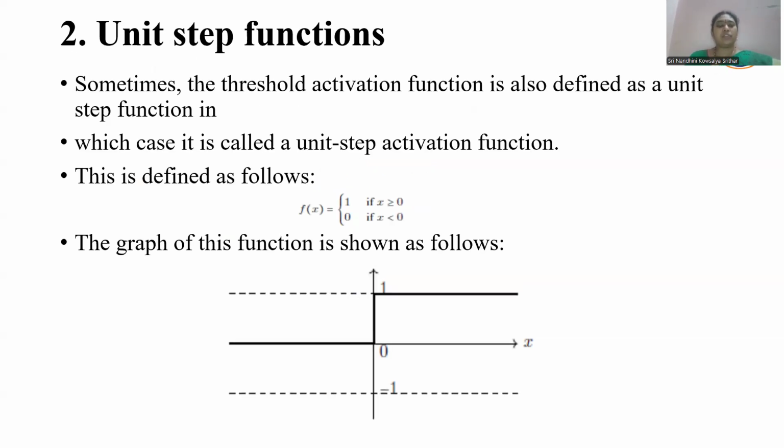The threshold activation function is also defined as the unit step function, in which case it is called a unit step activation function, which is defined as follows: f of x equals 1 if x is greater than or equal to 0, and 0 if x is less than 0. Here we represent the unit step function in graph format, with the minimum value starting from 0 and the maximum value up to 1.